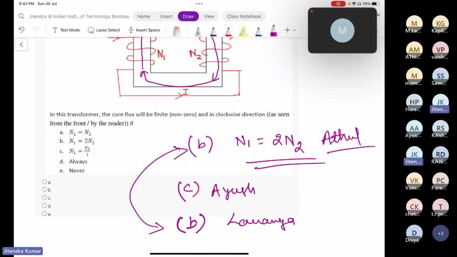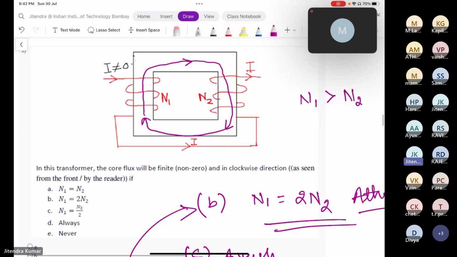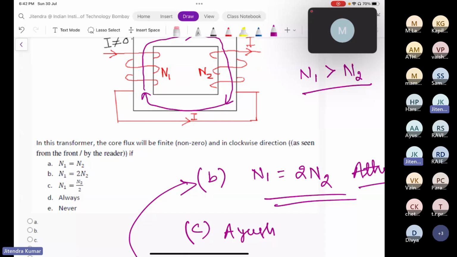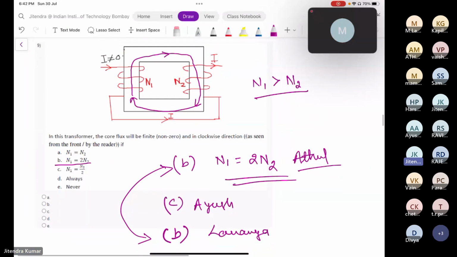To make a finite flux in the core and that too in the clockwise direction, we must ensure that the MMF of the primary winding is higher than that of the secondary winding. For that, N1 must always be greater than N2, whether by just 1 turn or just 1 ampere, but here you can't change the current. So you have the degree of freedom only in the number of turns. Of all the options, only option B satisfies that condition. So option B is correct.